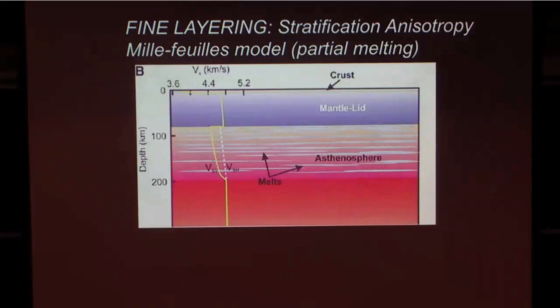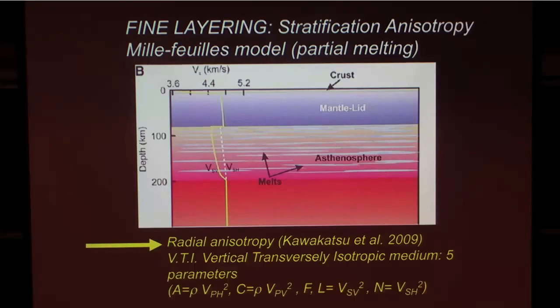Okay, so an extreme case of shape preferred orientation is the fine layering. As I show here, the model by Hitoshi Kawakatsu, who proposed that to explain the large difference between VSV and VSH in the asthenosphere, he claimed that we have a layering, we have a millefeuille model. I don't know if you know this French pastry. It's very good, and you have a mixing between isotropic layers and pockets of melt, and the equivalent medium is a vertical transversely isotropic medium with a vertical symmetry axis. In that case, I will go back to that.